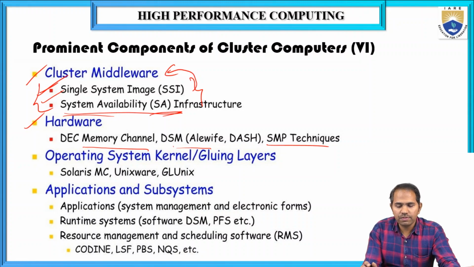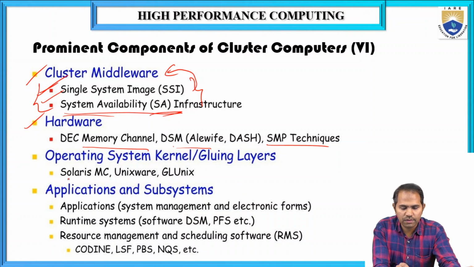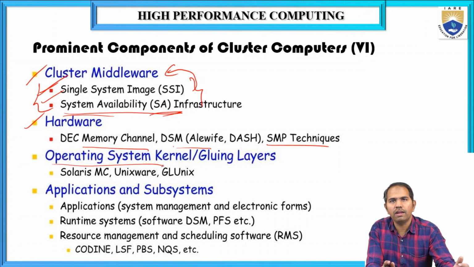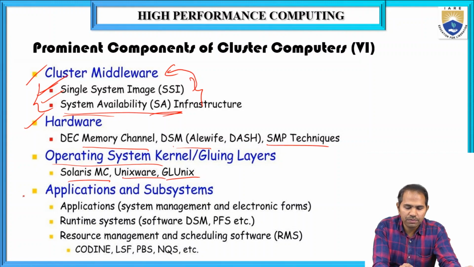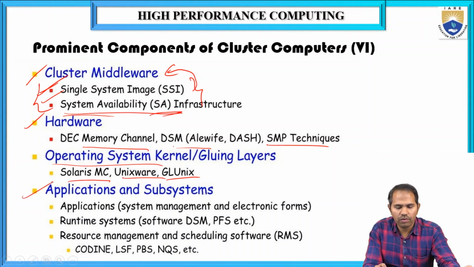And operating systems, kernel and gluing layers. Solaris, for example, is an operating system, intermediate between the user and the hardware. So for operating systems we use Solaris MC, Unixware and GLUnix. And applications and subsystems: what are the applications? System management and electronic forms, and runtime systems like software DSM, PFS, etc.